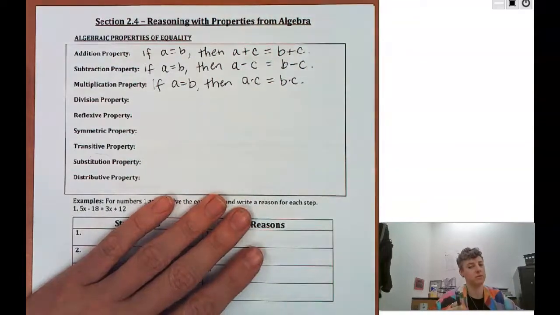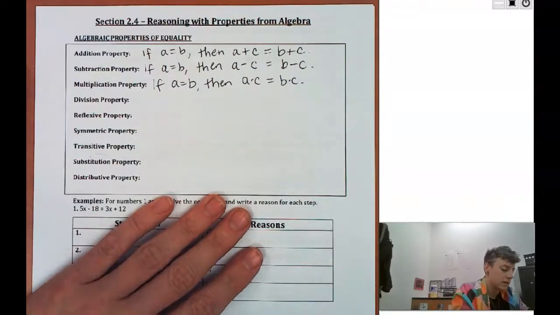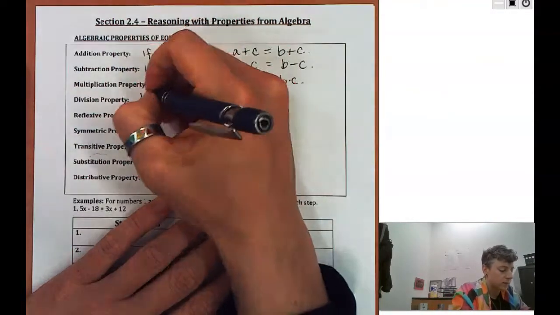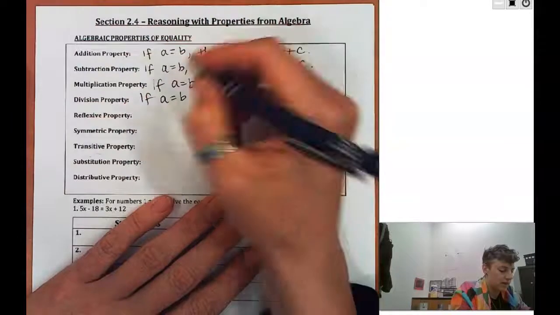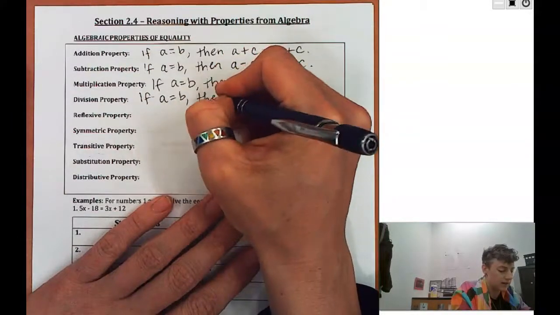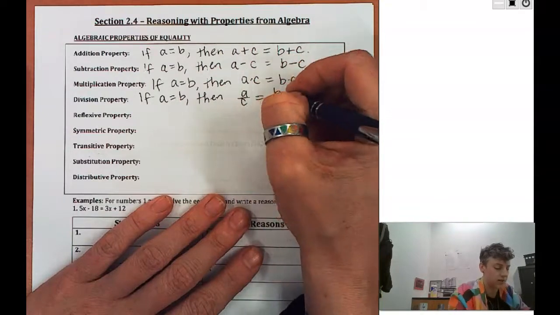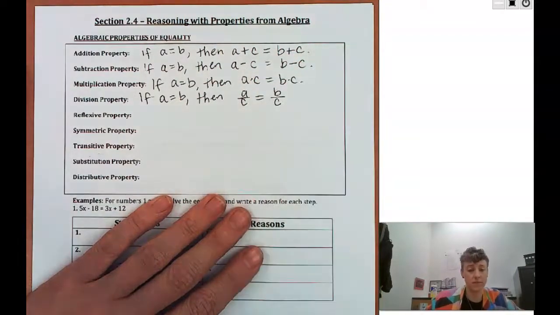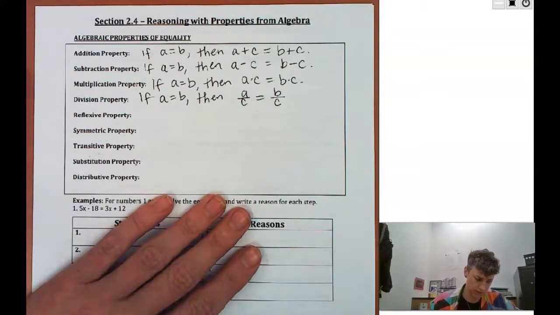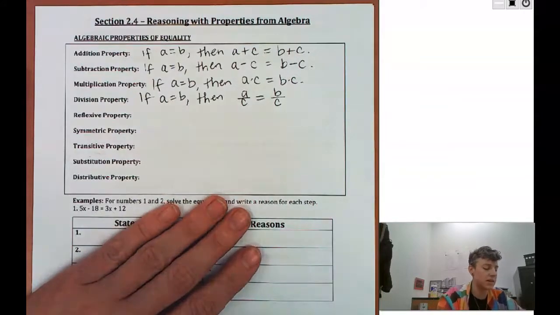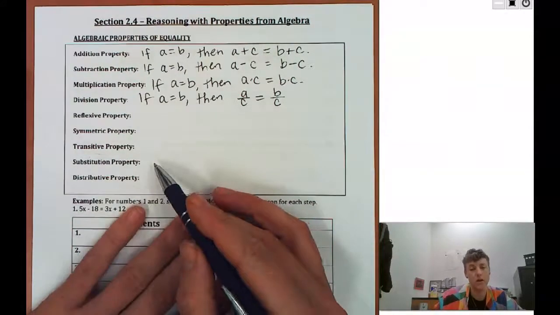How about that division property? Oh yeah, we're going to do some dividing. If A equals B, then A divided by C will equal B divided by C. We can divide both sides by the same number. All right, addition, subtraction, multiplication, and division. I want to skip down to the substitution property.